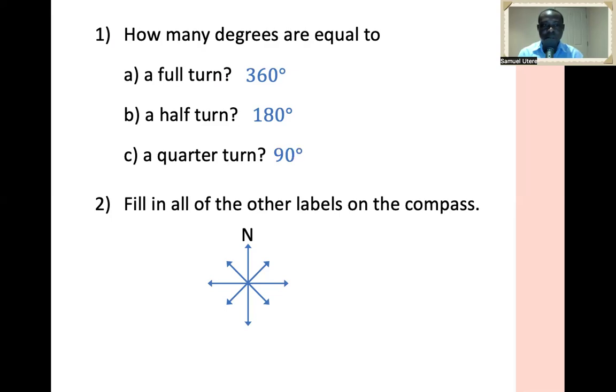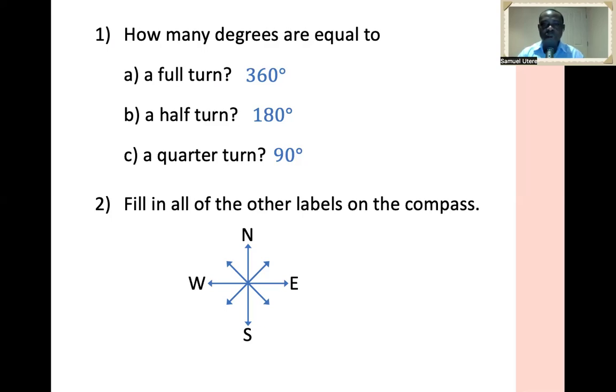Next, we were asked to fill in all of the other labels on the compass. For a compass, if you had not done this in primary school, you should know that north is being shown to you. Going clockwise, so clockwise is the direction of the clock. Going down, just beneath north, you would have south. Then going clockwise, you would have east. And opposite to east is west.